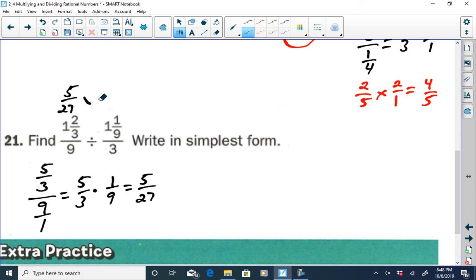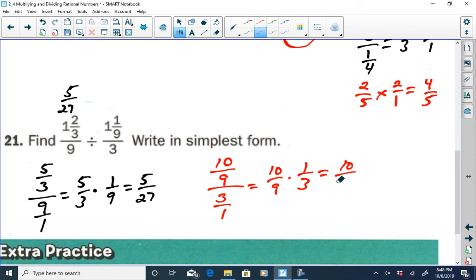And then we have to figure out the second part. Right, so let's figure out the second part here. That second part I'll do in red. So we have 9 times 1 is 9, plus 1 is 10. That's 10 over 9 over 3 over 1. That's going to be the same as 10 over 9 times 1 over 3. Numerator times numerator is 10. Denominator times denominator is 27. So now we have 5 over 27 divided by 10 over 27.